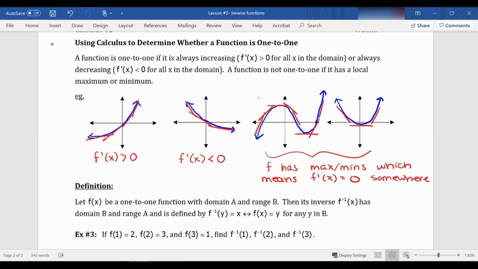So if you are always increasing or always decreasing, meaning f prime is bigger than 0 or less than 0 for every value, your function is one-to-one. If your function has a maximum or minimum somewhere, it can't be one-to-one, because if you turn that sideways, you're going to have an overlapping portion where your vertical line test would fail.